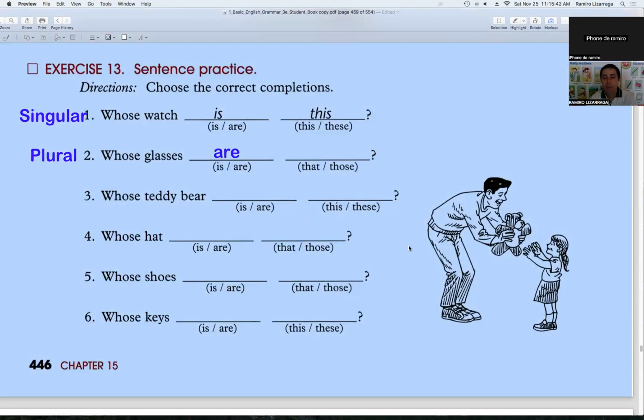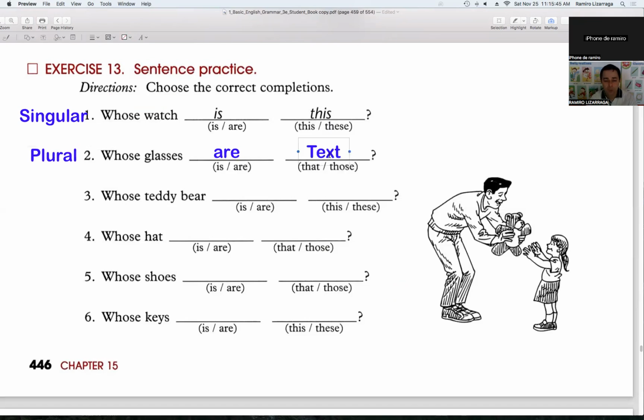Very good. Why those? Tell me. Can you tell me why those and not that? Because I'm talking about more than one. Because it is plural. No, look at this. Look at this, guys. Look. This is singular. Which word is singular? These words are singular. This and that are singular.